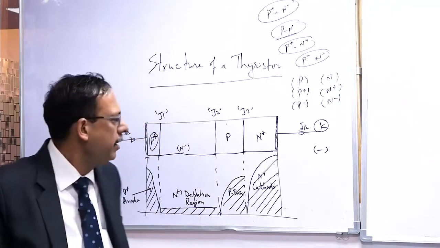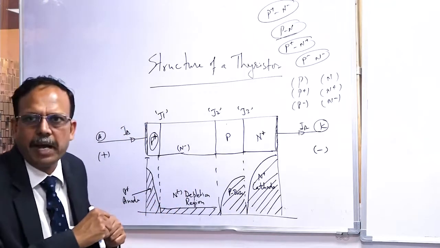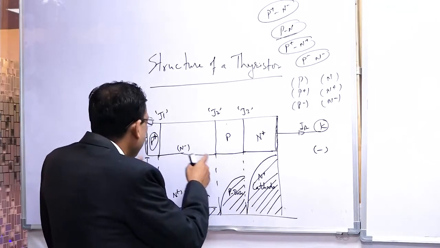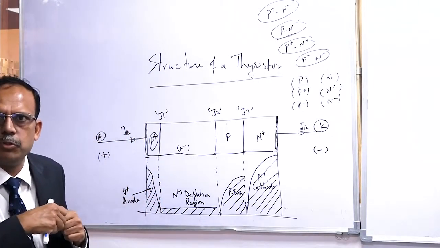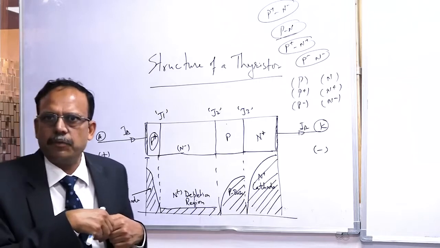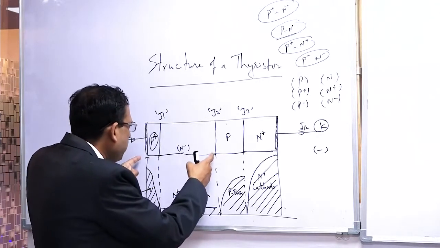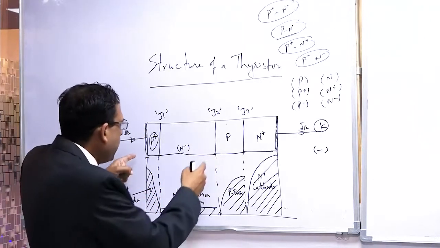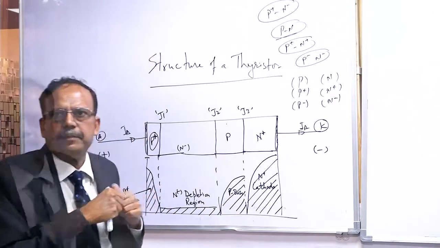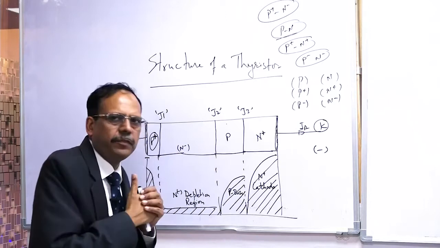Anybody any idea? If the depletion layer is more, and if it is forward biased, what will be the voltage across it? Sunil Gupta ji, yes, a high reverse blocking voltage. Correct, you are right. Now if a positive and negative voltage is applied across this, what will happen? If, let us say, positive is put on P plus and negative on N minus, what will happen?